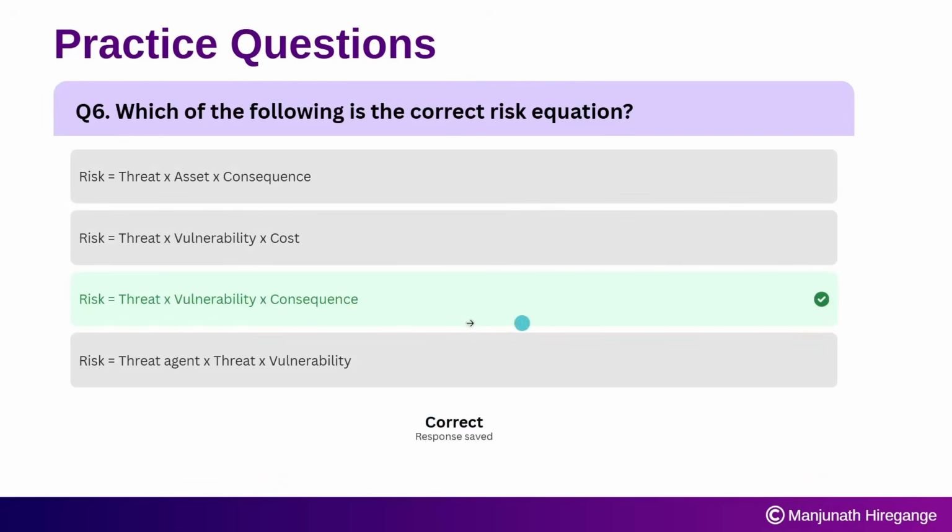Why? This equation is a widely accepted way of defining risk in the context of cybersecurity and risk management, because the threat is the potential for any incident or event that could harm the system, vulnerability is nothing but a weakness in the system, and consequence is the impact or damage resulting from the threat exploiting the vulnerability. So risk is the combination of these three factors.